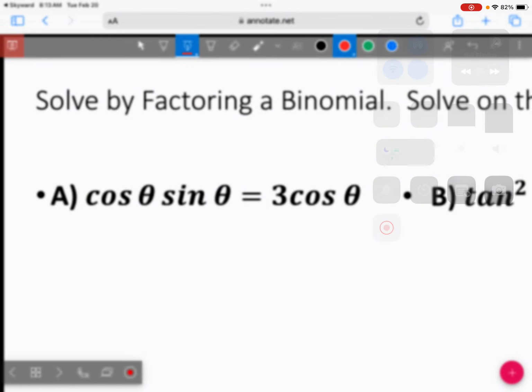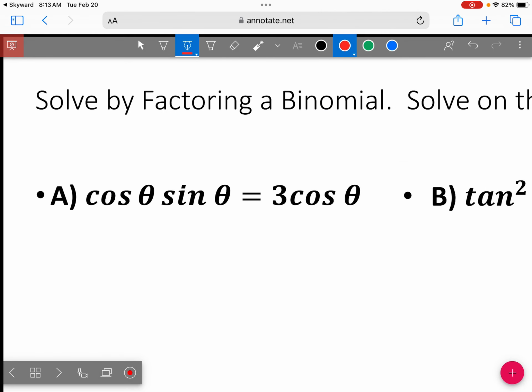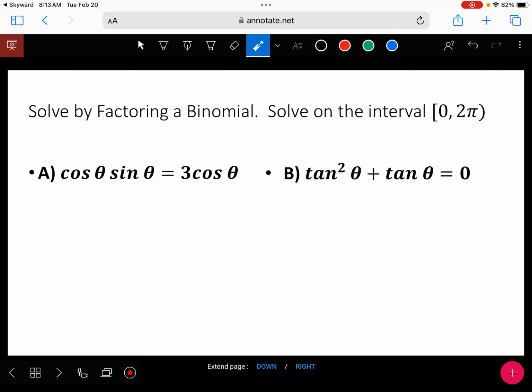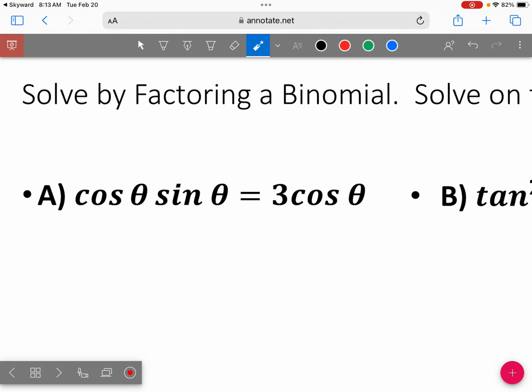is not for you. Okay, so this is the exact same thing as this. XY equals 3Y. So these are exactly the same thing.